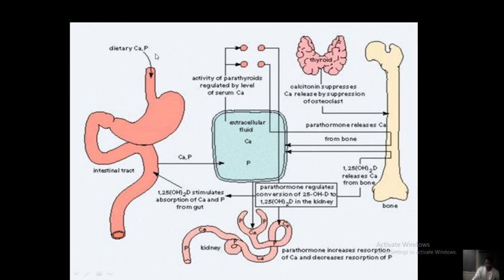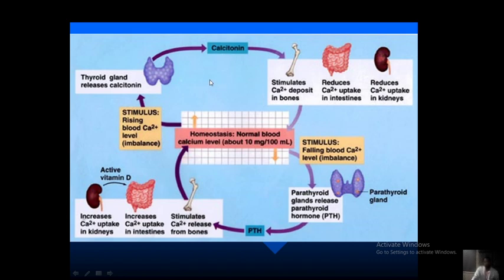How does it do this? This is the same picture. I do not want to go into detail on that, as we already discussed it several times. From the parafollicular cells of the thyroid gland, calcitonin is released. It stimulates the bone to deposit calcium, reduces calcium uptake, and reduces calcium reabsorption from the kidney. So it has the opposite function. How does it get the stimulus for release? When the level of calcium is high, calcitonin will come and maintain the calcium level in the plasma.